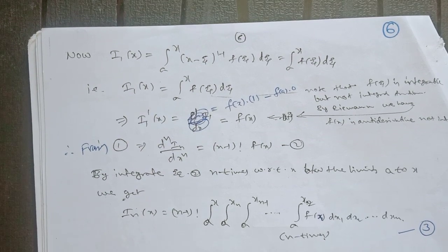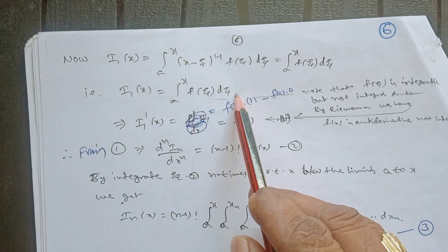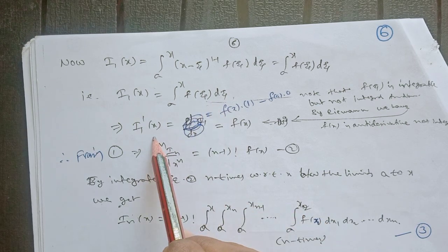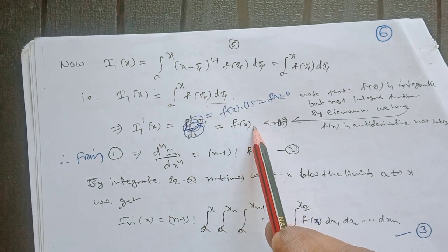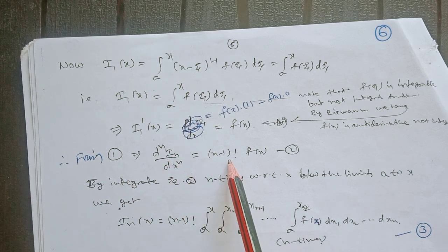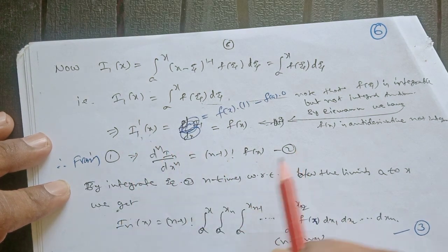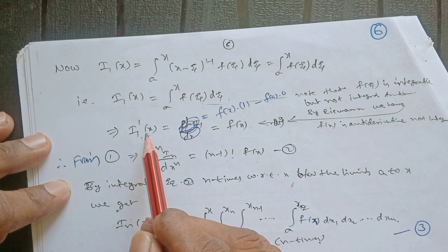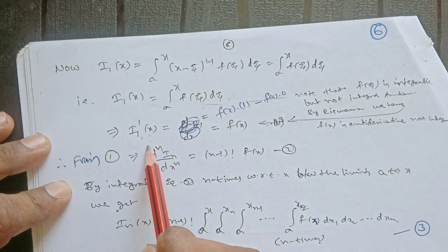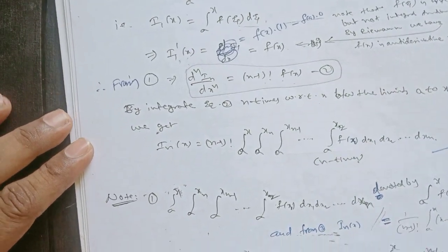So we get I_n(x) is equal to this one. I_1(x) is equal to the integral from a to x of f of xi d xi. Now I want to differentiate this function. I_1 dash x is equal to f of x, using the Leibniz formula. So from equation 1, we get d to the power n of I_n by dx to the power n is equal to n minus 1 factorial of f of x, because I_1 dash x, that is dI_1 by dx, is f of x. Now I am substituting this value in equation 1. So it is the nth order differentiation of I_n.